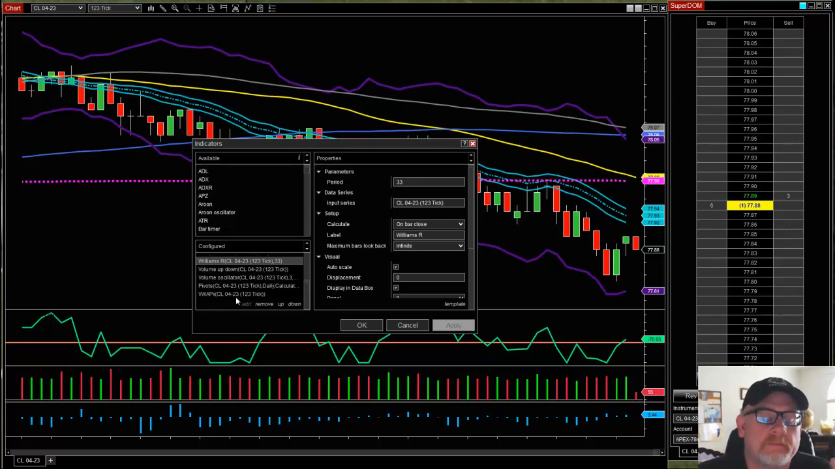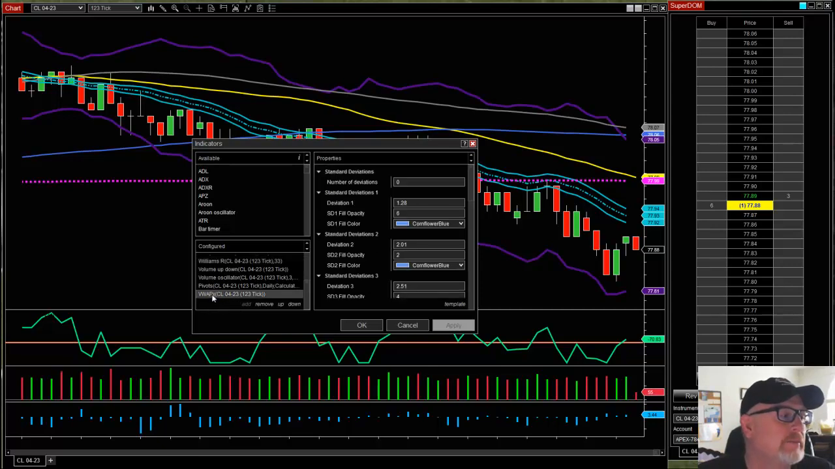One other thing I did add on to the charts, I took off the MACD and I added VWAP. VWAP I've kept. When you first put it on, on Ninja, it had up to 4 standard deviations. I didn't want to see that. I just wanted to see the line itself.